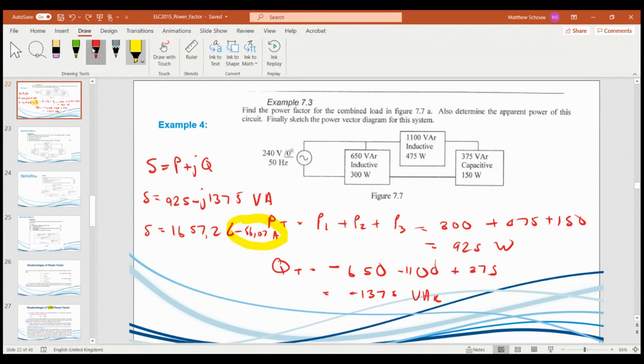To find the power factor, it's a simple matter of taking that angle, 56.07. Because it's negative, it's going to be 0.5582 lagging. Is it clear to everyone?